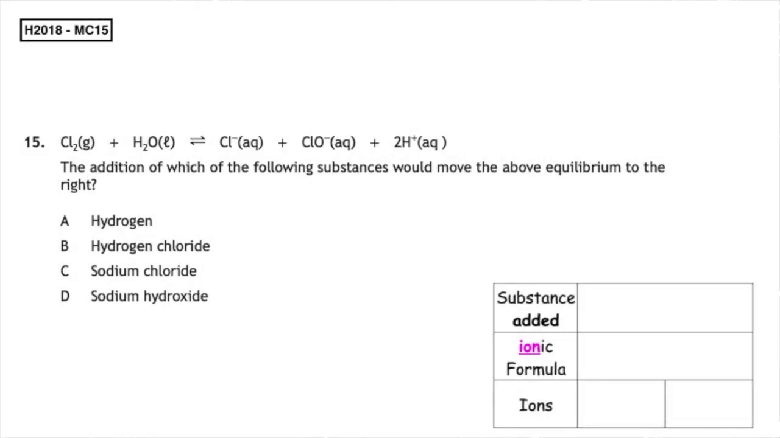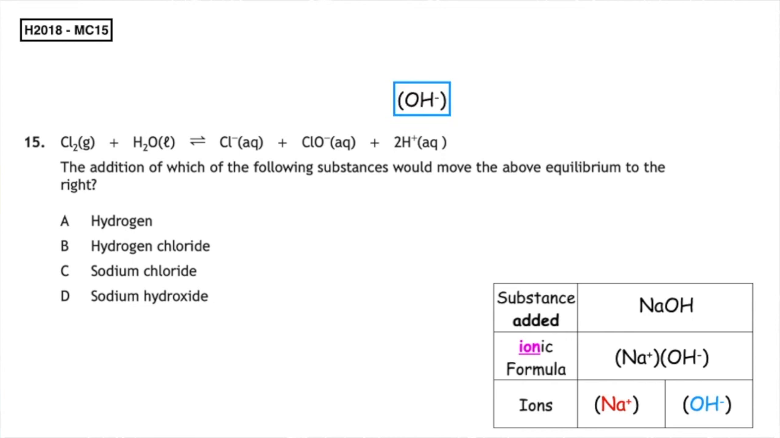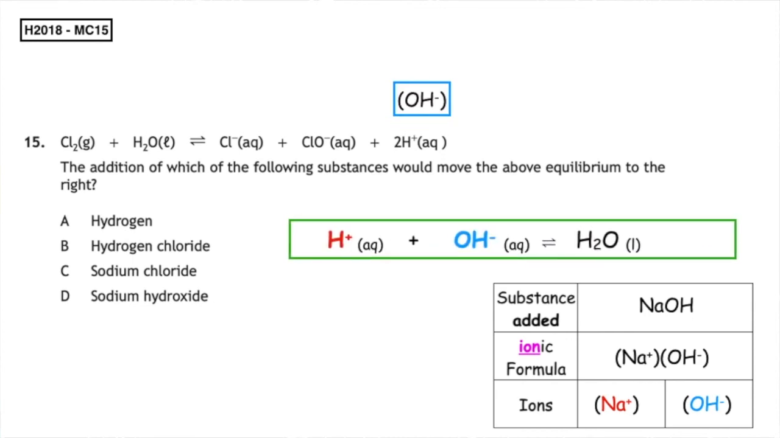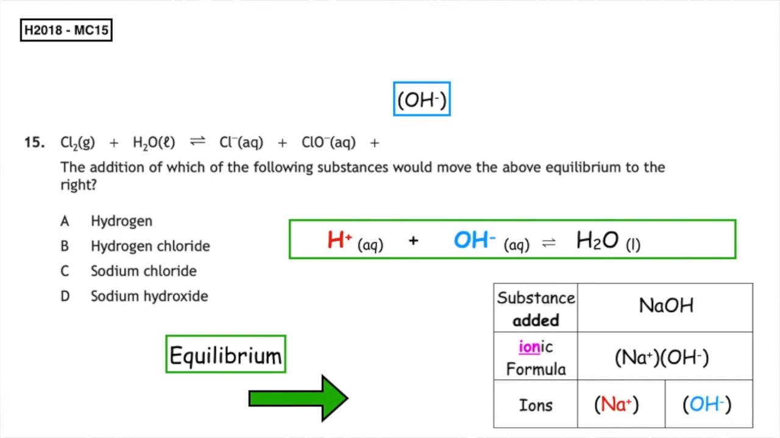We then have to do the same for sodium hydroxide. We write out the ionic formula and we can identify that we have our Na+ and OH-. We already know that the sodium ions are spectator ions and therefore we have to use the OH- ions. We can see that the OH- ions are not present in the equilibrium, but negative ions are attracted to positive ions. That means that the OH- will combine with the H+ ion and remove it to form a molecule of water. This means that the position of equilibrium would move to the right. So the correct answer to this past paper question is multiple choice answer D.